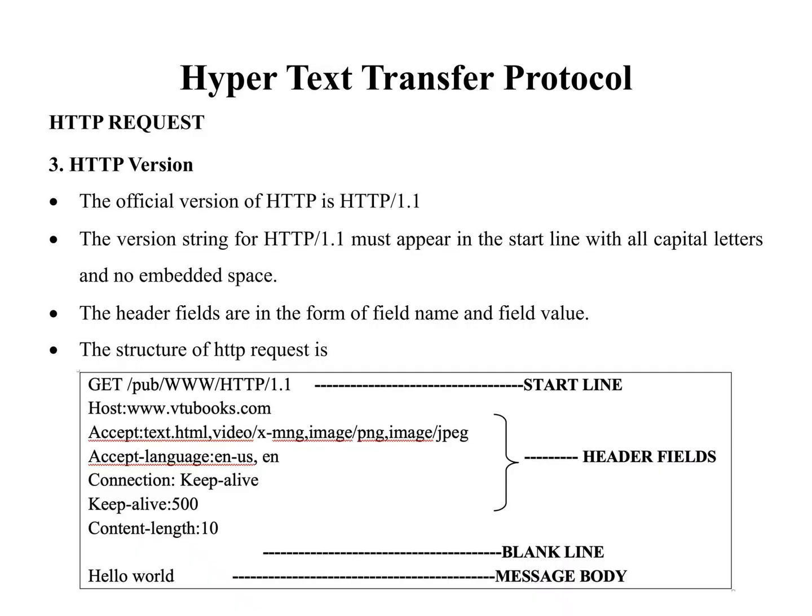Next, the third one is the HTTP version. The official version of HTTP is HTTP/1.1. The start line is written in capital letters with no embedded spaces. The header field is in the form of field name and field value. So the structure of HTTP is start line, header field, blank line, then message body.